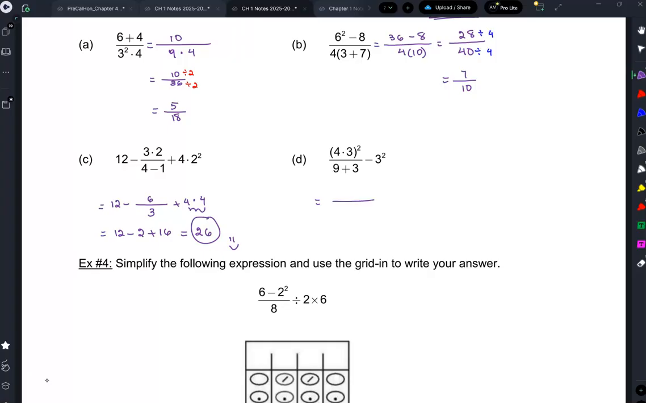So first, parentheses. 4 times 3, 12 squared, over 12 minus 9. Wait, what did we say? What is this? 144 over 12 minus 9. What do I do next? Divide. What do I get? 12. Minus 9, 3.